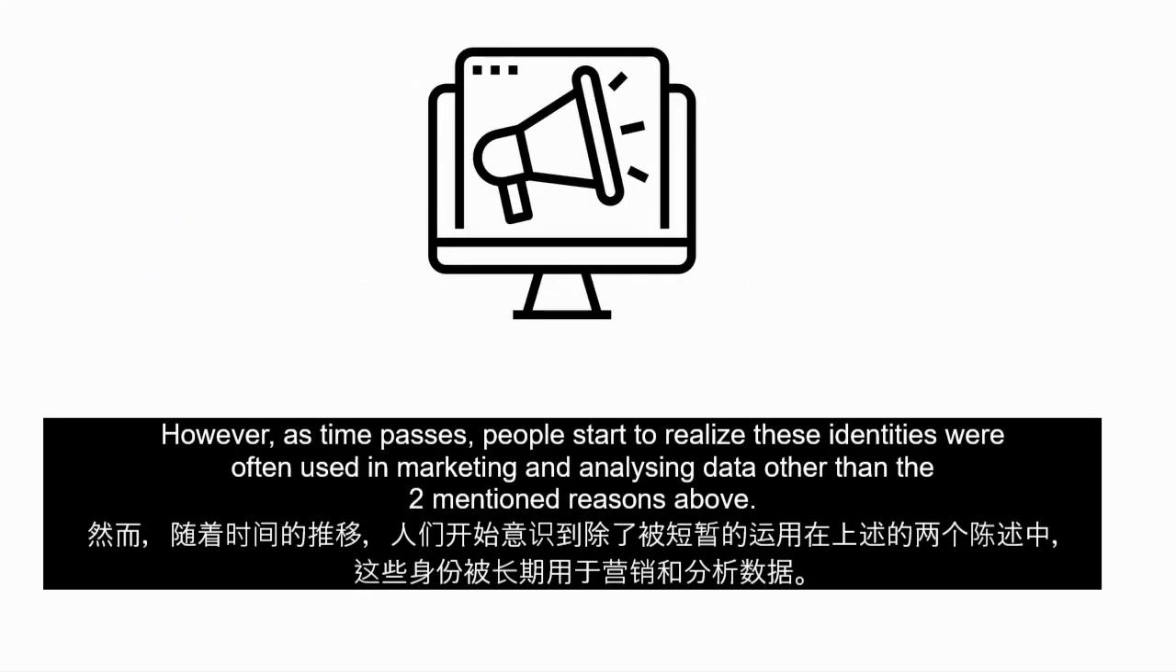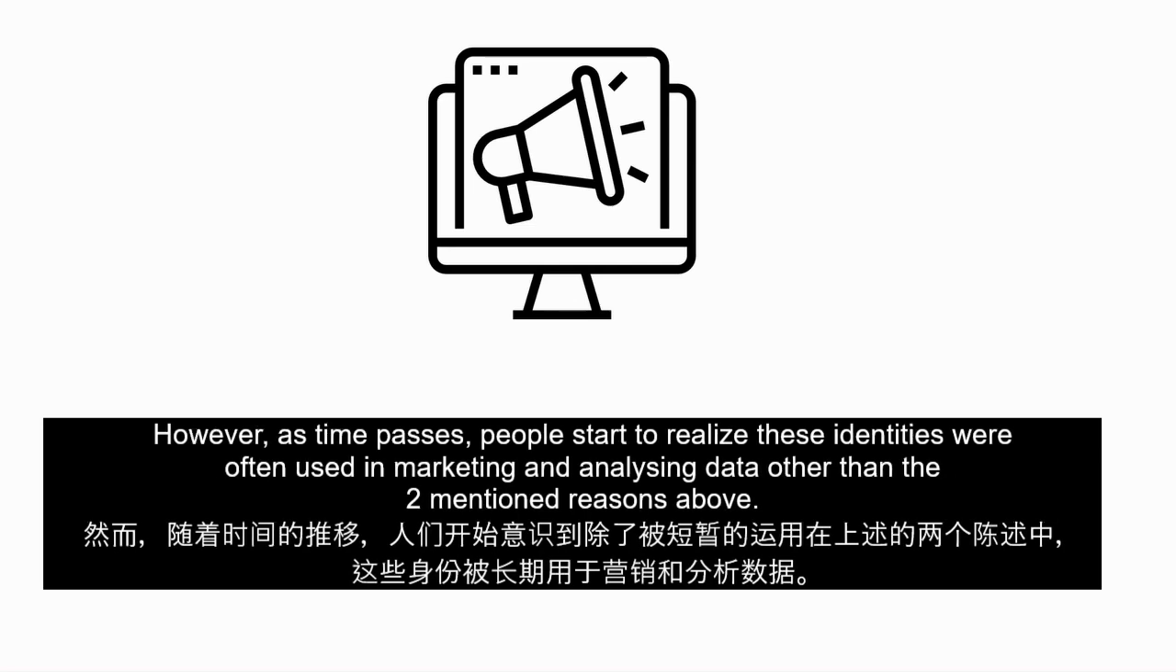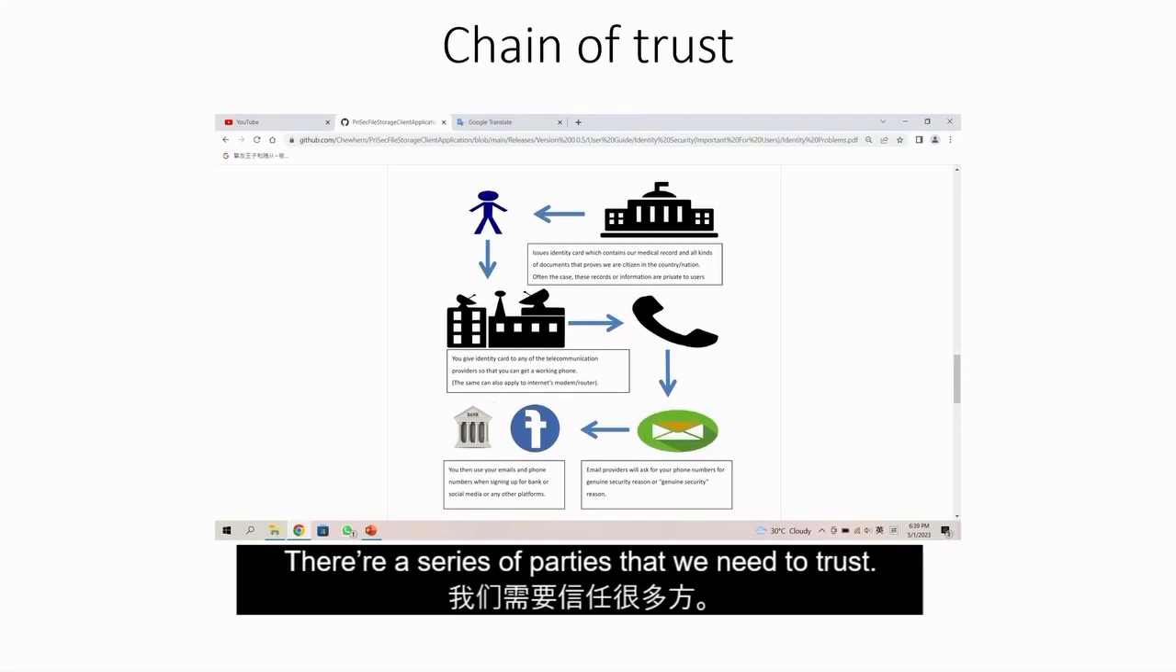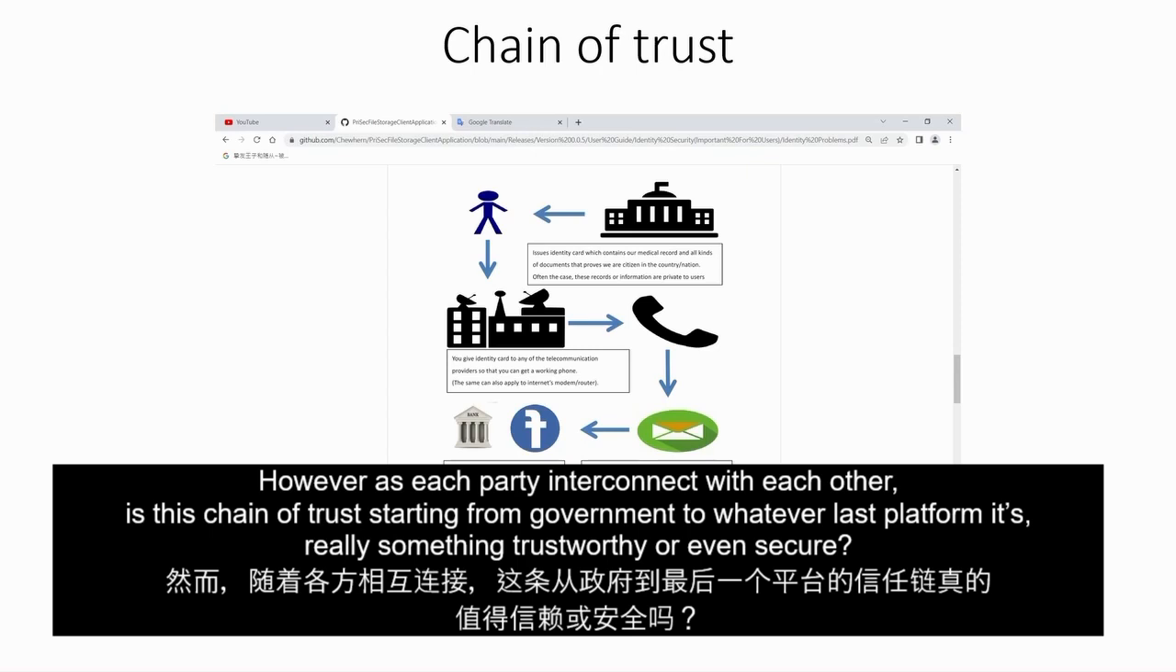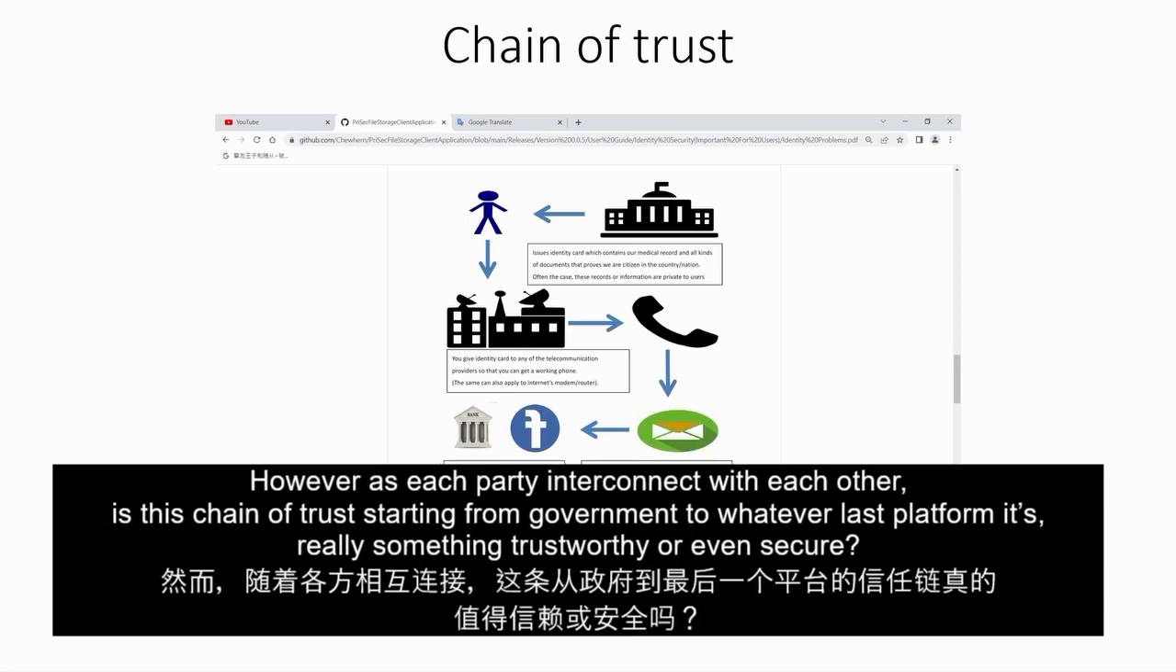However, as time passes, people start to realize these identities were often used in marketing and analyzing data other than the two mentioned reasons above. There is a series of parties that we need to trust. However, as each party interconnects with the others, is this chain of trust, starting from government to whatever the last platform is, really something trustworthy or even secure?